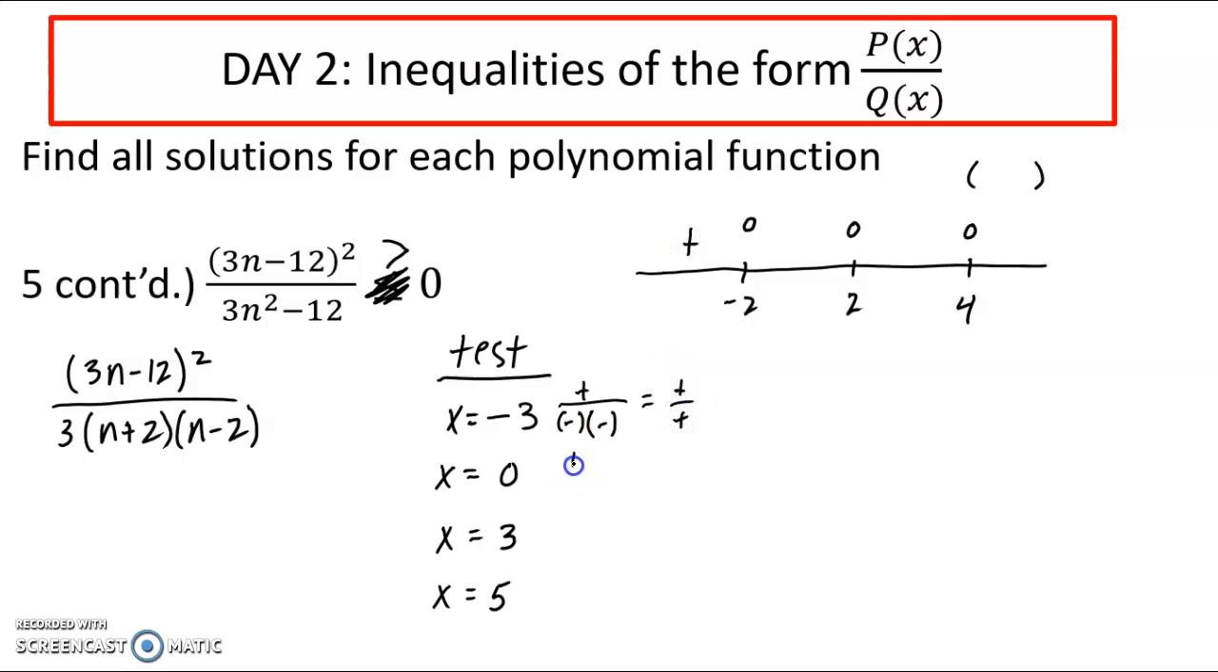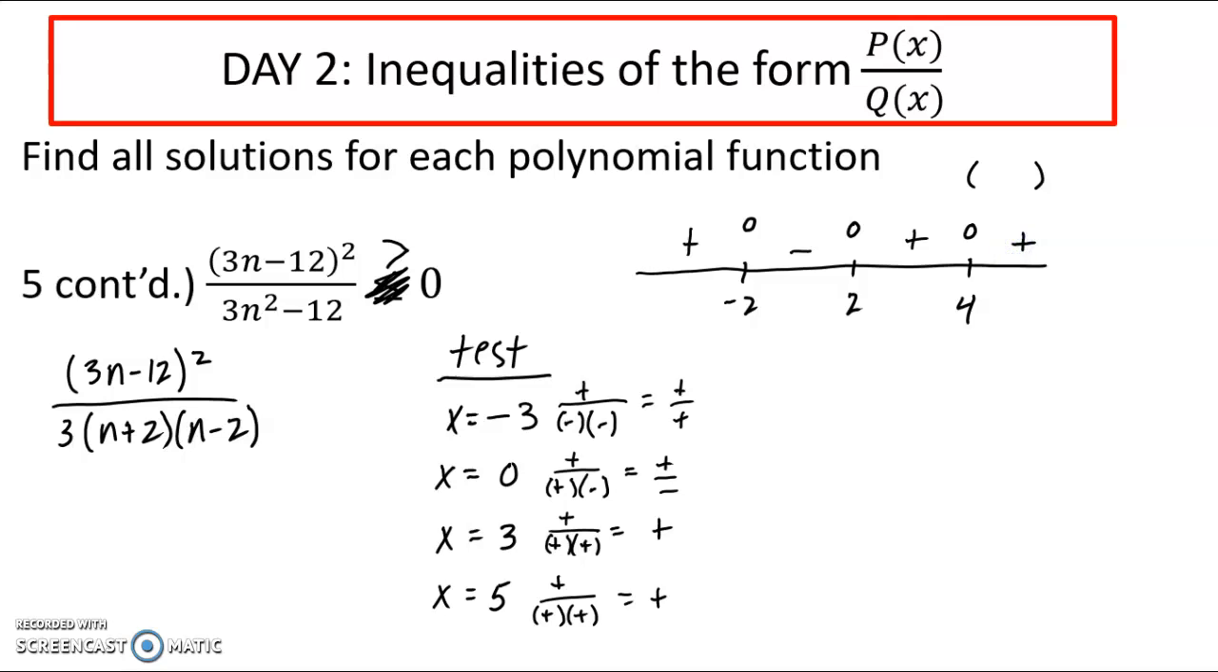If I plug in 0, again, my numerator is always positive. 0 plus 2 is a positive, 0 minus 2 is a negative. So that makes my entire interval negative. x is equal to 3, positive numerator, and both factors in the denominator are positive. And then lastly, 5, positive numerator, and same deal. Both factors in the denominator are positive.